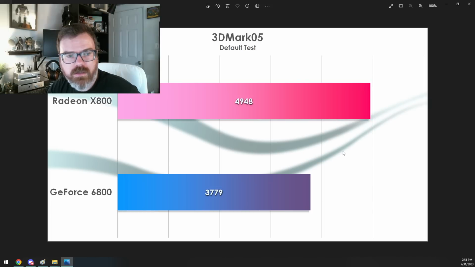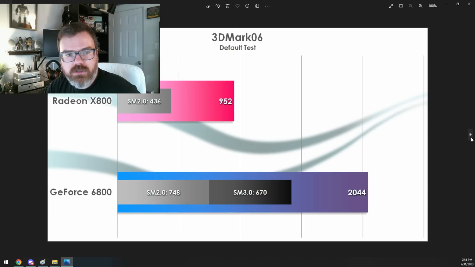And then going into 3D Mark 05, which heavily uses shaders, this is more like what I would expect. And of course, the Radeon X800 just seems to be quite a bit faster in shader intensive tests, and this bears that out.